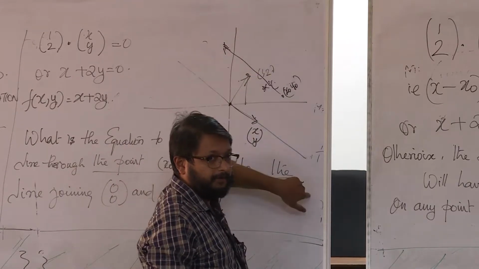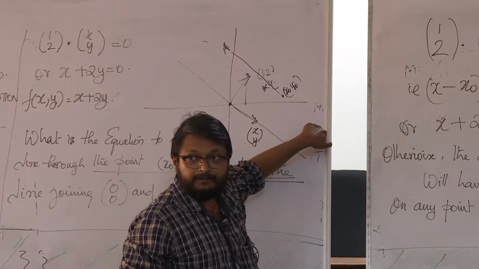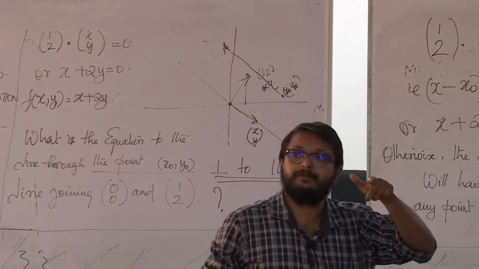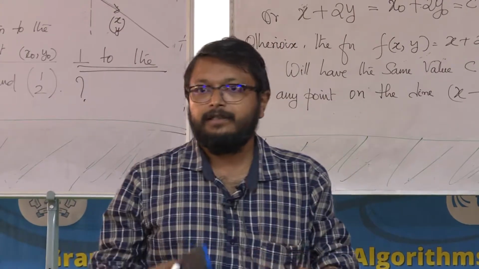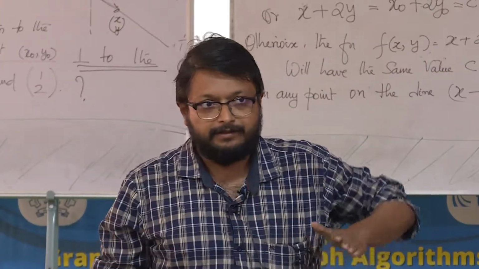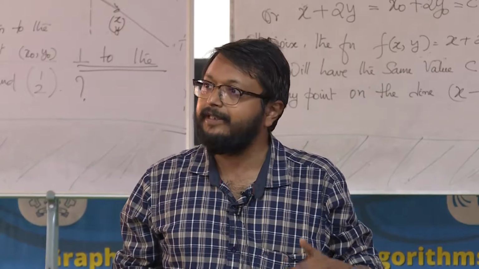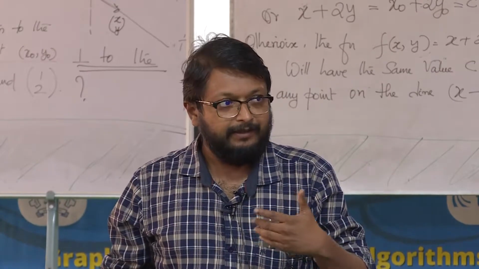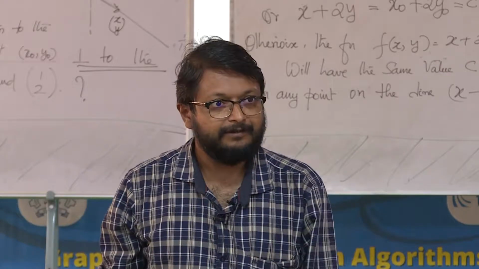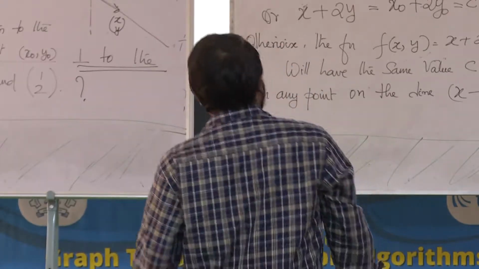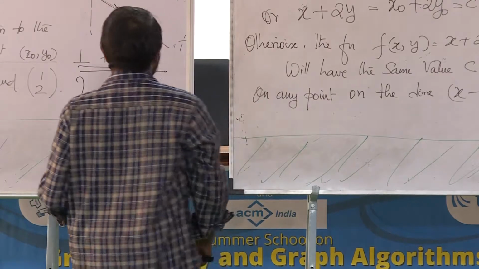Here it will get 0, here it will get what value? C, which is x naught plus 2y naught. In general, if the vector perpendicular to the line is (a, b), then a x naught plus b y naught will be the c value, correct? So, can we always say that?